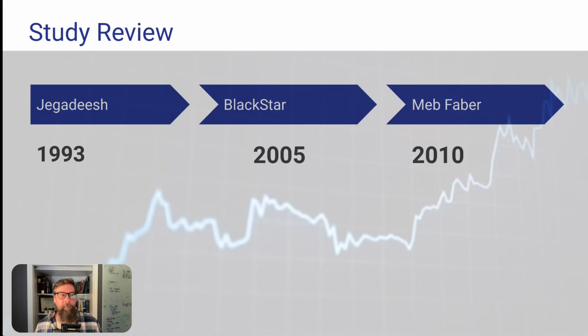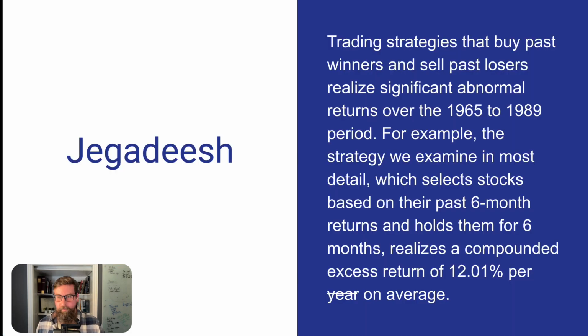So I'm going to go over a couple studies real quick. I don't want to go over time here, so I'm going to go quickly through these. But I'm just going to leave these up for a second. If you want to look up Jegadeesh in 1993 or the Blackstar study in 2005 or Meb Faber in 2010, these are just three of the studies I pulled out proving this concept of relative strength beating the market in the long run. So first is Jegadeesh, who took 1965 to 1989, and that's when the study was done.